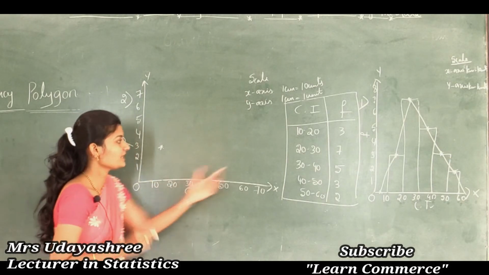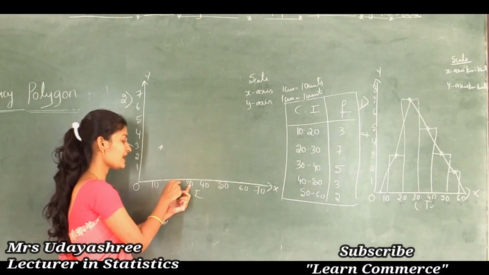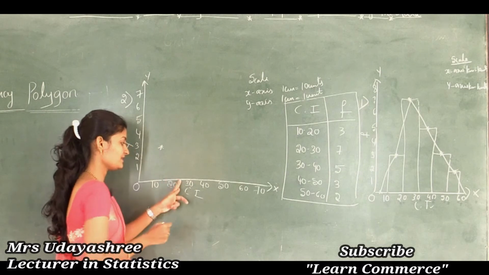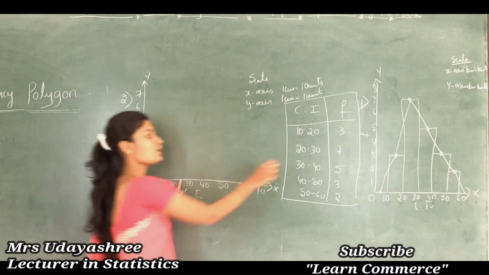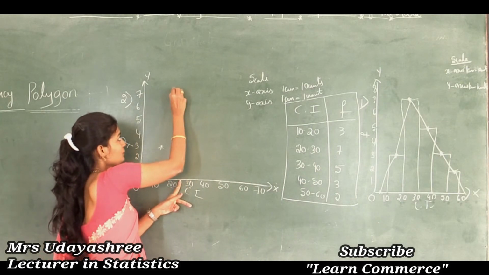Next class is 20 to 30. See, 20 to 30 is here. For that the midpoint is 25, and the midpoint comes here. The corresponding frequency is 7. 7 comes here. So here we need to mark like this.